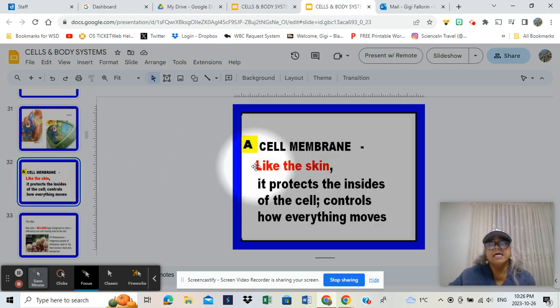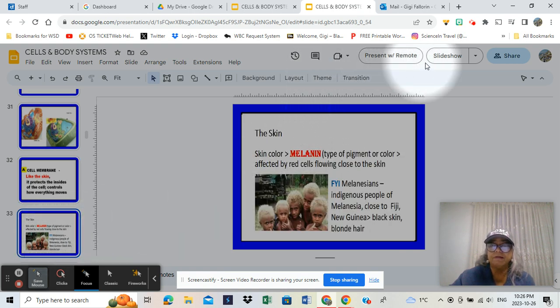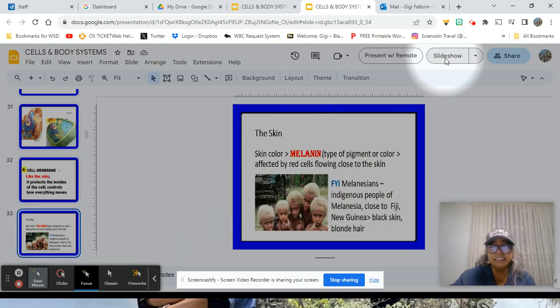So, it's nice if you always have this analogy in your mind so that it's better for you to remember the functions of the organelles. Like, for instance, here, the cell membrane. Think of the cell membrane as like our skin, it protects the insides of the cell and controls how everything moves. So, a little bit of trivia here that I would mention in class.